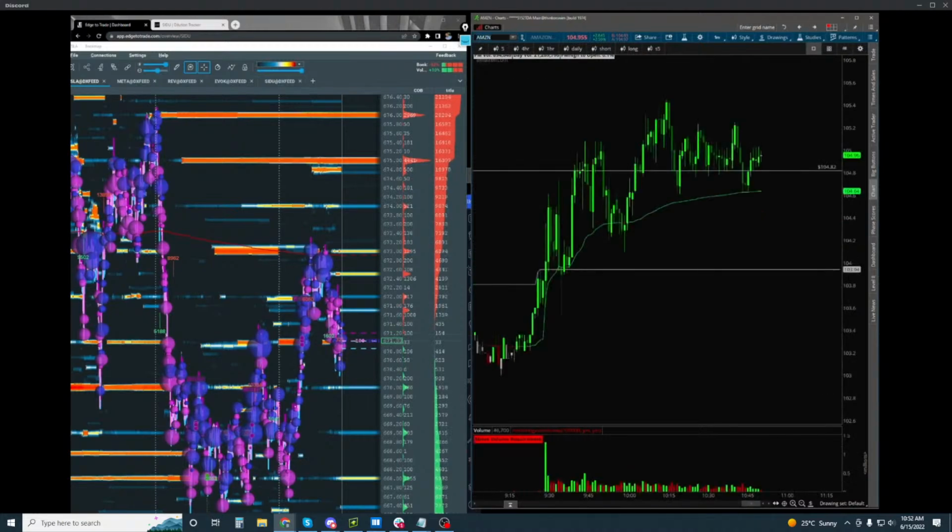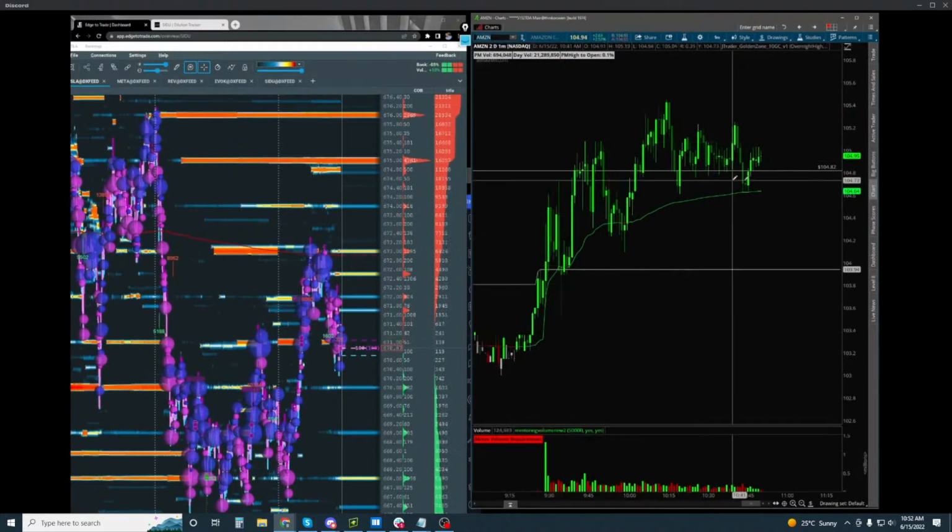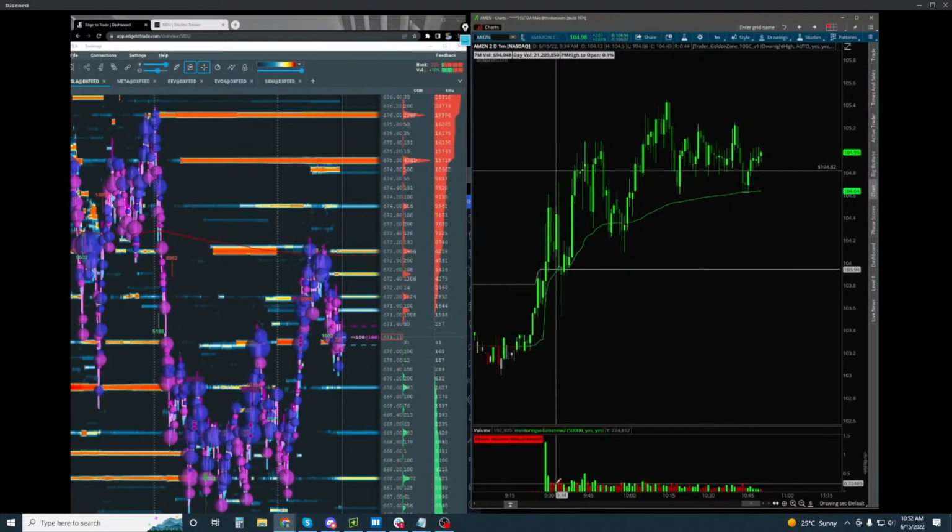The other one I'm watching is Amazon. So we have an uptrending stock for the day, counter trend on the long term. So no point for me to take this long as well.